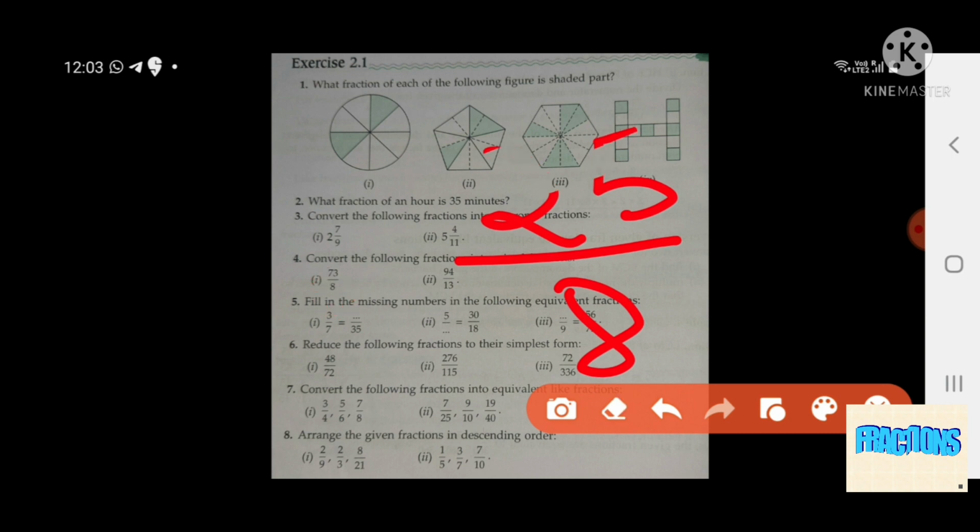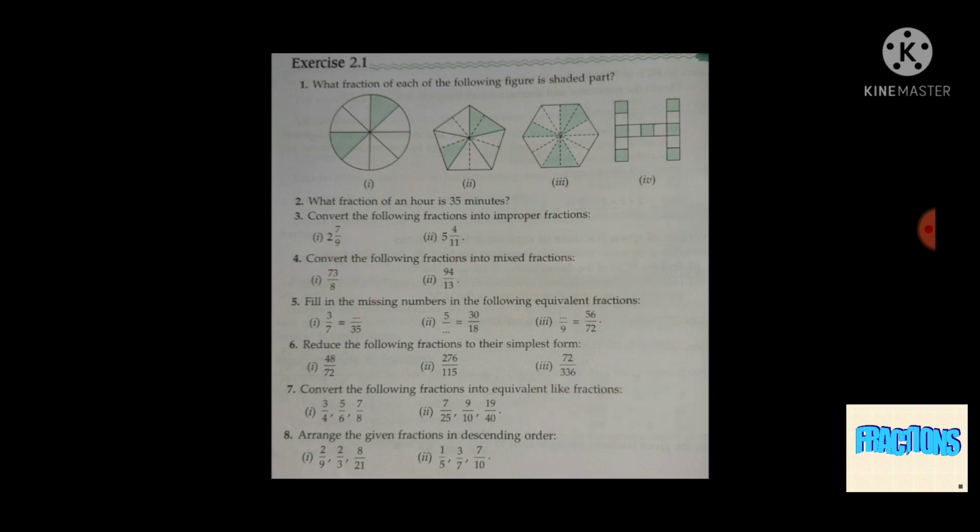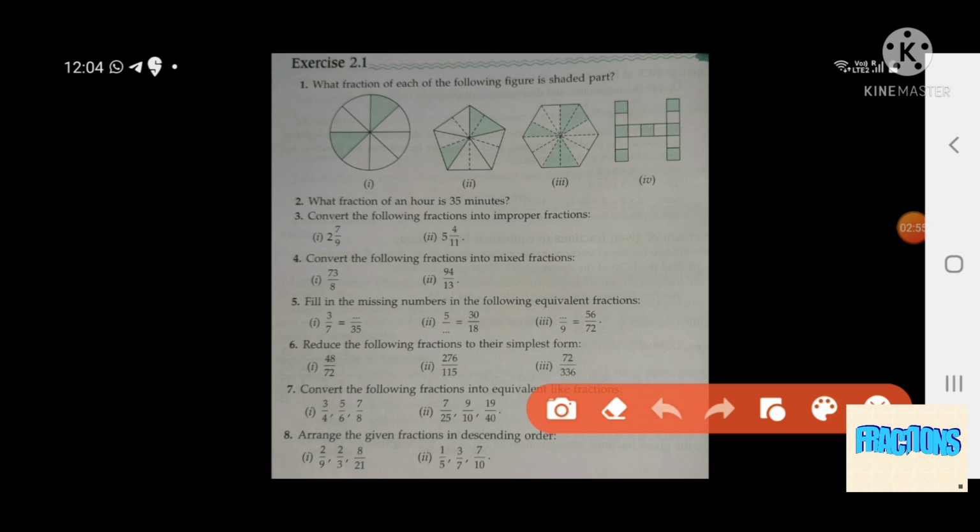Okay, sorry, I was wrong. It will be 25 and here is 9. I told you, for the fourth one, here will be 9. So the answer is 25 upon 9. The next one you have to do by yourself. Let's do the next one.